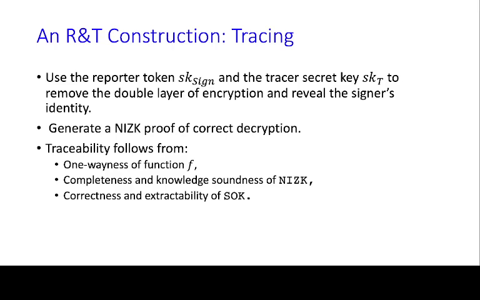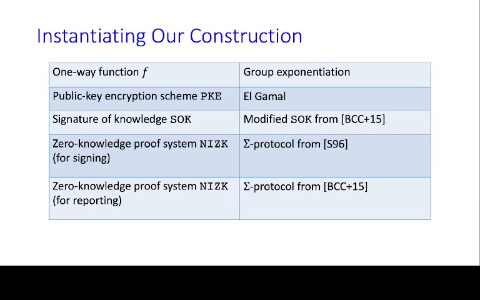Okay. Now, our construction can be instantiated using standard, well-known primitives from the literature. So we presented an instantiation that uses group exponentiation for the one-way function and Elgamal encryption to encrypt the reporter token and perform the double layer of encryption generated during signing.